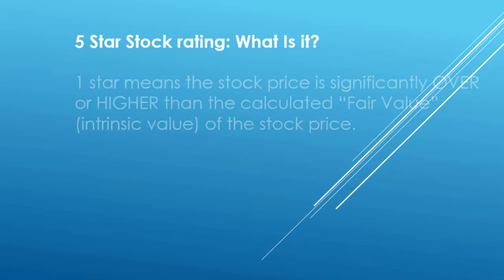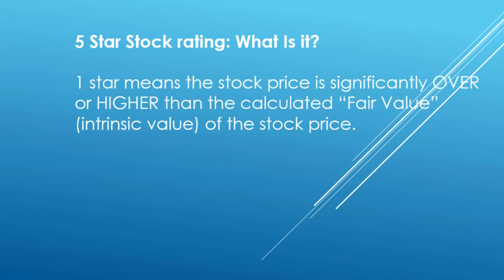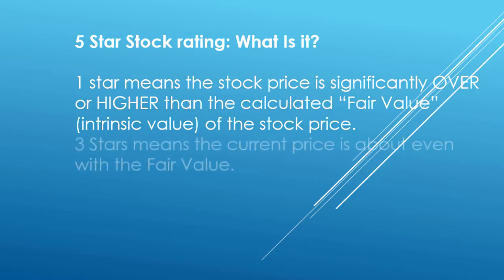So, what is a 5-star stock? To begin with, a 1-star means that the stock price is significantly over or higher than the calculated fair value or intrinsic value of the stock price. As you may recall, intrinsic value means if we broke this company down into its financial basics, what should the stock price be? That's the intrinsic value. The large investors look at that number all the time before they invest because they want to buy a stock at a discount. So they'll follow the market functions of the stock price and be able to buy that stock at a less than fair value amount if possible. This is the Warren Buffett method and the method used by many of the major investors.